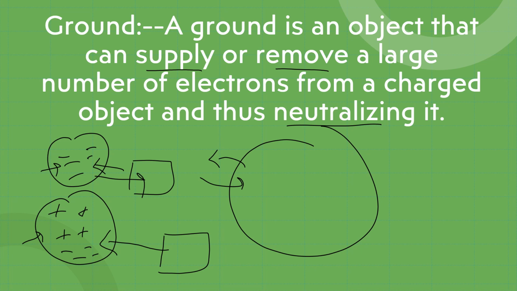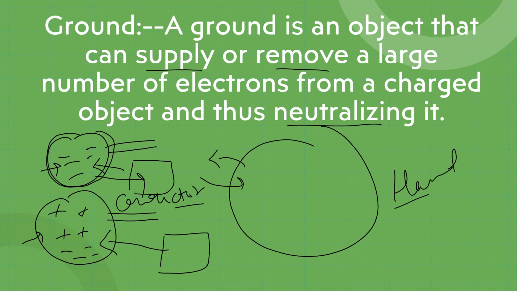And since the object is an insulator, to supply or absorb the electrons, you need a conductor for the free movement of the electrons. A conductor is an object in which electrons can move freely. Your hand also acts as a ground, and your finger is a good conductor of electrons. It conducts electrons.